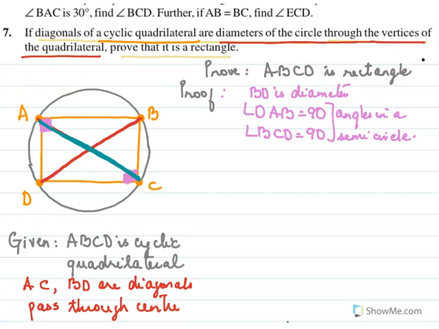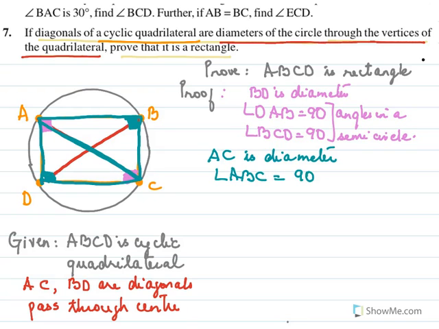Now if AC is a diagonal, angle B, this is the angle in the semicircle, this will be 90, and on the other side this angle will also be 90, because it is an angle in the semicircle. So AC is a diameter. So we have angle ABC equal to 90 and angle ADC equal to 90. These are angles in a semicircle.